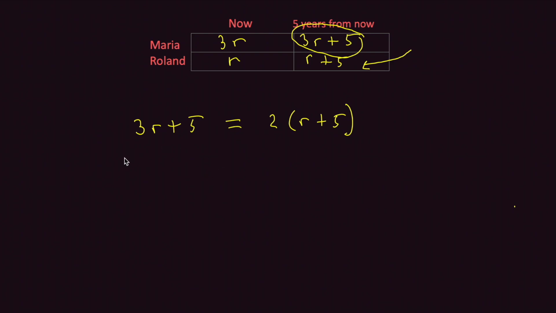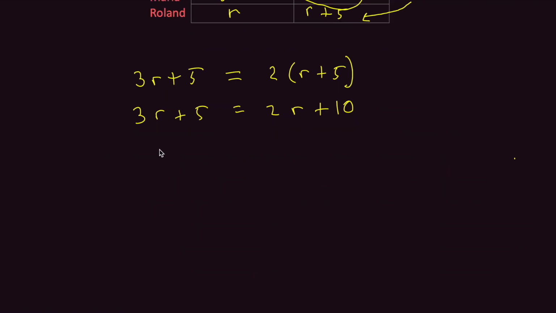Let's first apply the distributive law. Now we'll subtract 2R from both sides of the equation. Finally, subtract 5 from both sides of the equation. We get R is equal to 5. So that's Roland's age now.